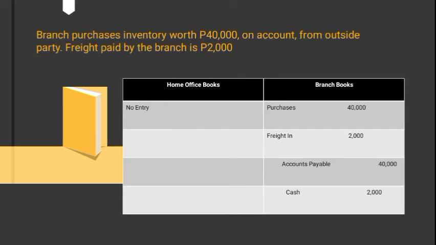Next. Branch purchases inventory worth 40,000 on account from an outside party. Freight paid by the branch is 2,000. So, based on the previous discussion, if the transaction has nothing to do with the home office, then there is no entry for the home office, since the branch transacted with external parties. So, to record the transaction, we debit purchases, 40,000, and freight in is 2,000. Since it is on account, we credit accounts payable, 40,000, and for the freight paid, we have cash, 2,000.